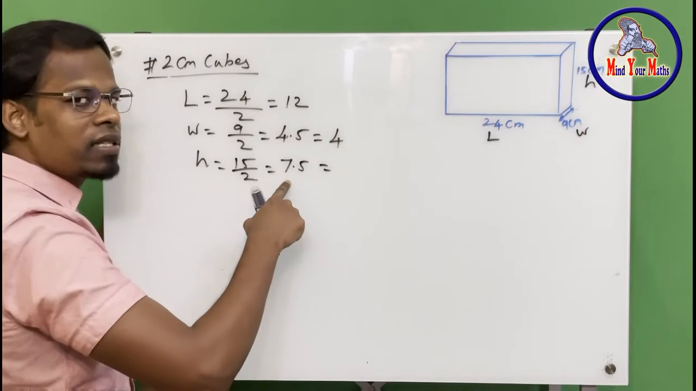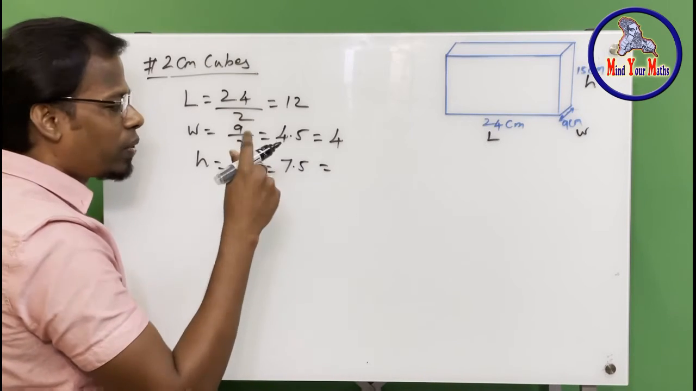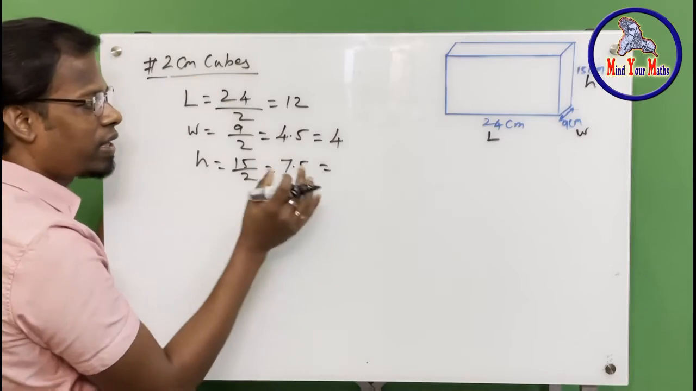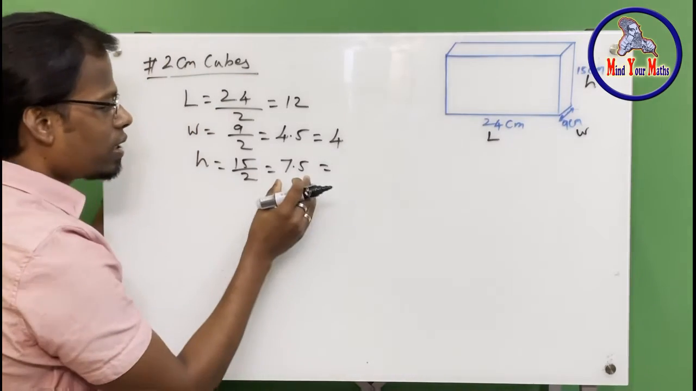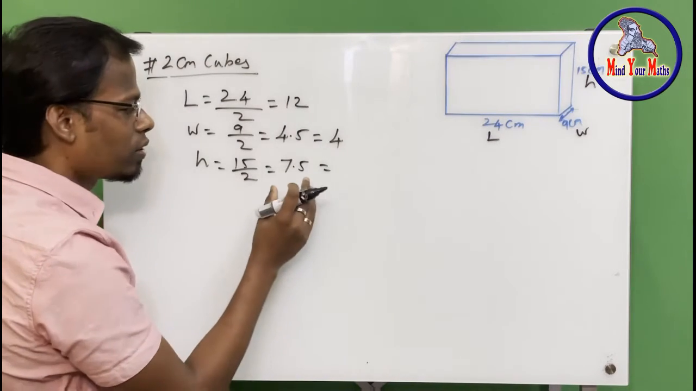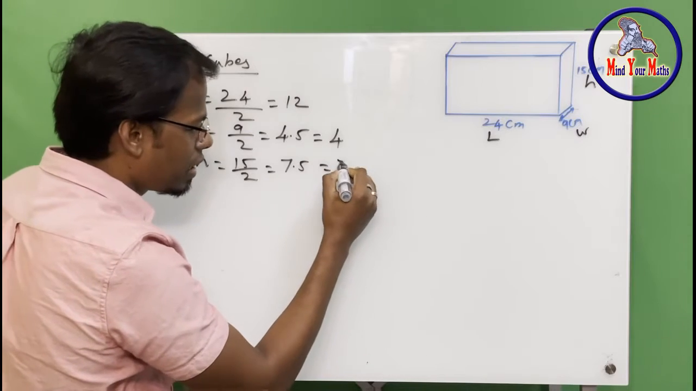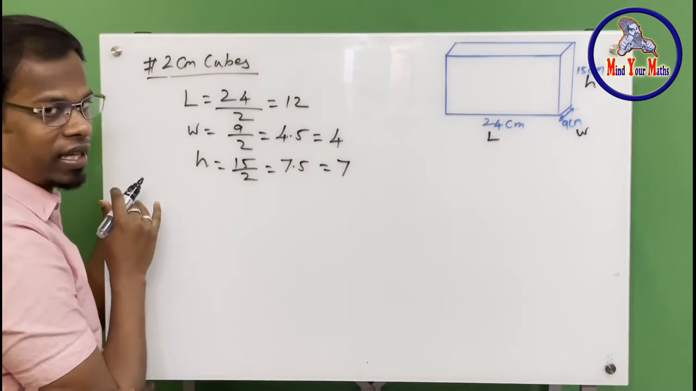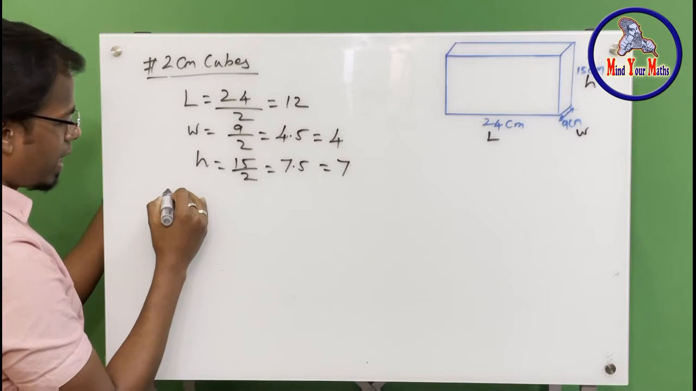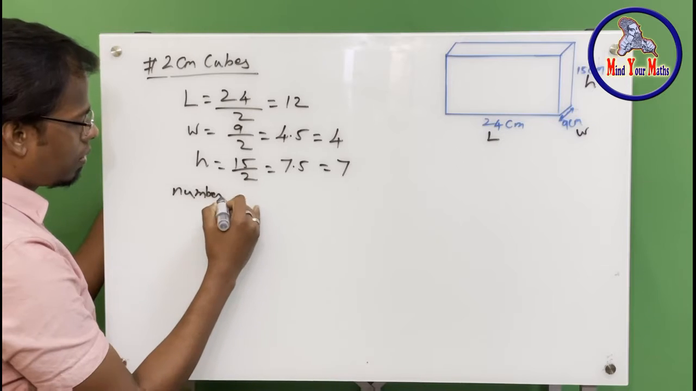Again, same thing, we cannot have excess. We have to just find the exact 2 centimeter cubes that can fit on the height as well, so that we can find how many cubes can be cut from it. So in this case, we take the lower whole number, which is 7. So now the number of cubes, that's question 1.